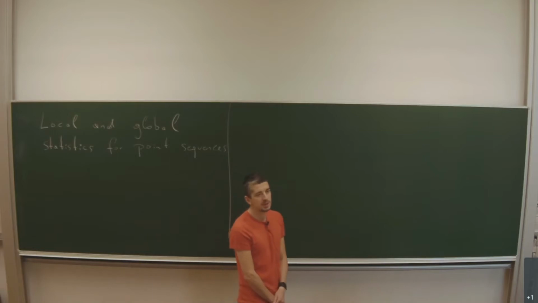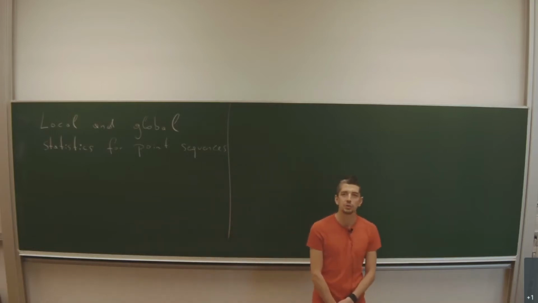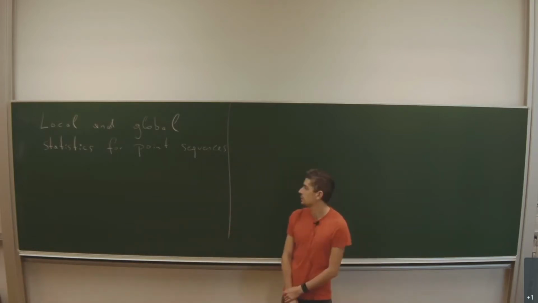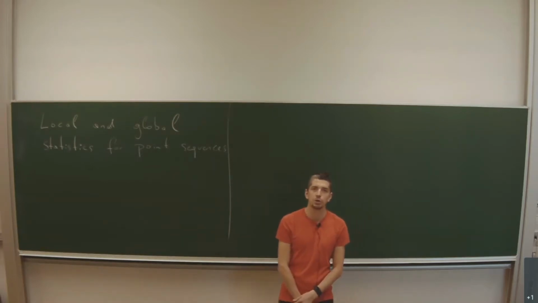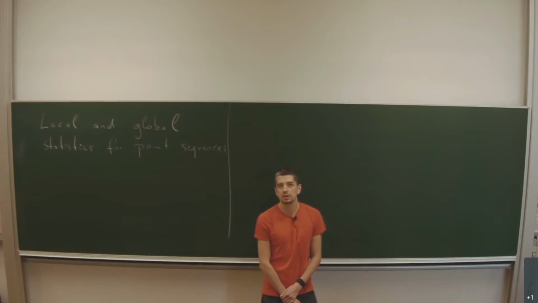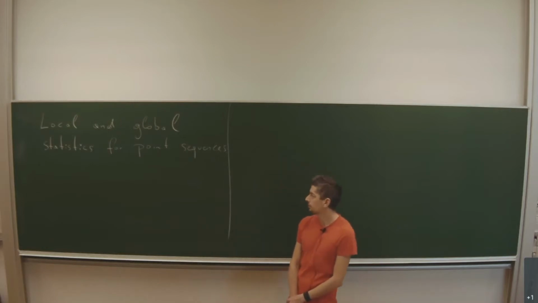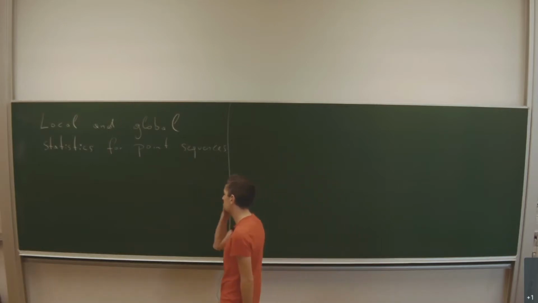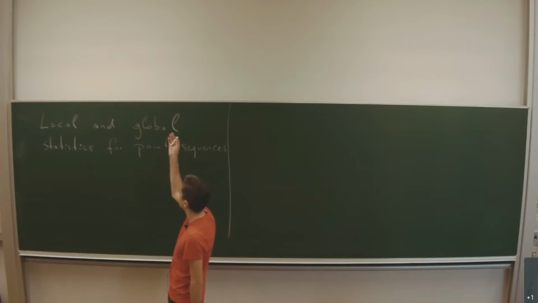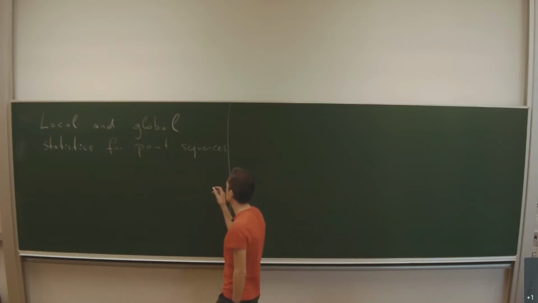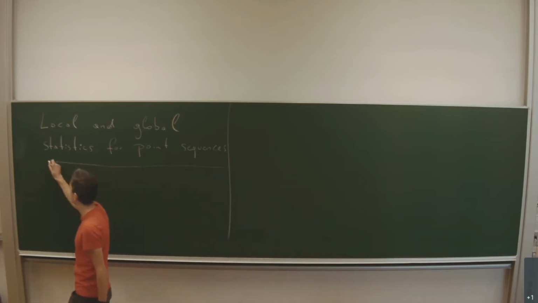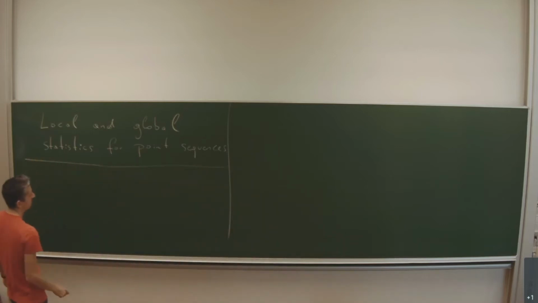So here I want to speak about some of my recent work. That's joint work with Mark Münch and Daniel Elbaz, who both work here as postdocs at TU Graz. The point is to speak a bit about global versus local statistics for point sequences. So global here means uniform distribution.